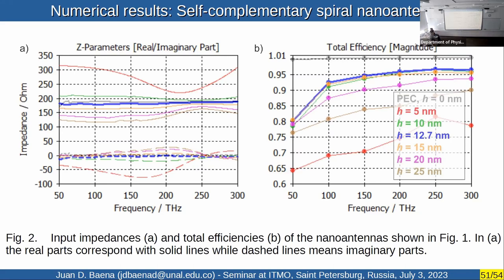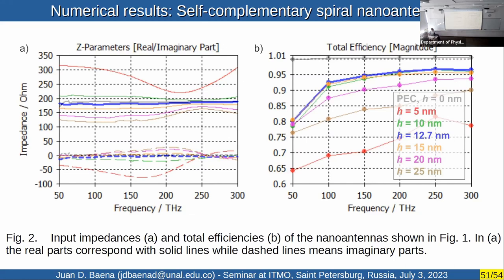Well, on the right side of this slide, we can see the efficiency. This is the total efficiency. It means the radiated power divided by the power entering the antenna, the power stimulated by the source. This total efficiency is relatively high from 50 to 300 terahertz. Actually, from 100 terahertz to 300 terahertz, it is always higher than 90% for the case of thickness between 10 and 15 nanometers.